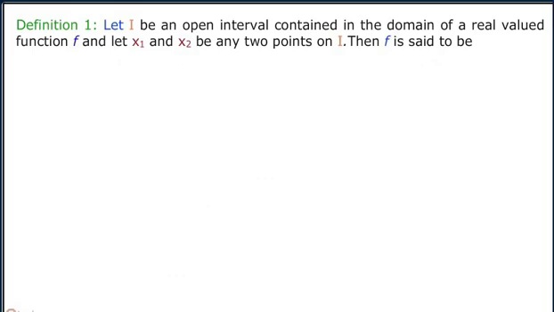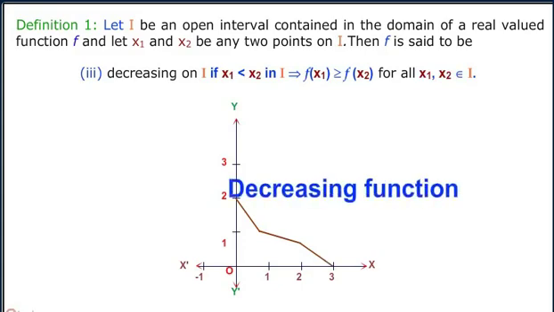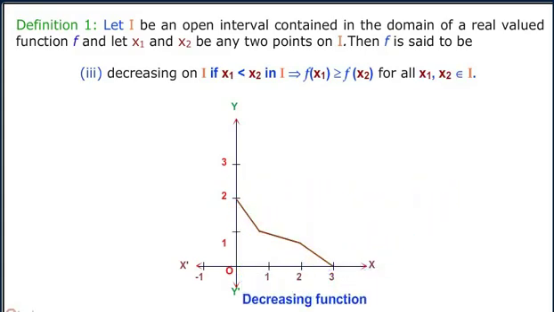Let's learn about decreasing functions. Let I be an open interval contained in the domain of a real valued function f, and let x1 and x2 be any 2 points on I. Then f is said to be decreasing on I if for x1 less than x2, f(x1) is greater than or equal to f(x2) for all x1, x2 belonging to I. Now you can see the example of a decreasing function in the following graph.